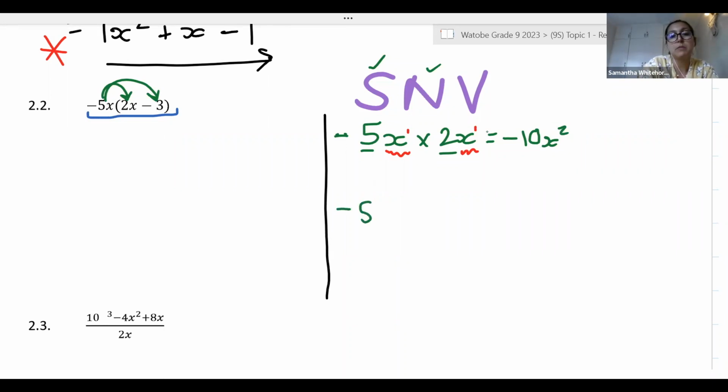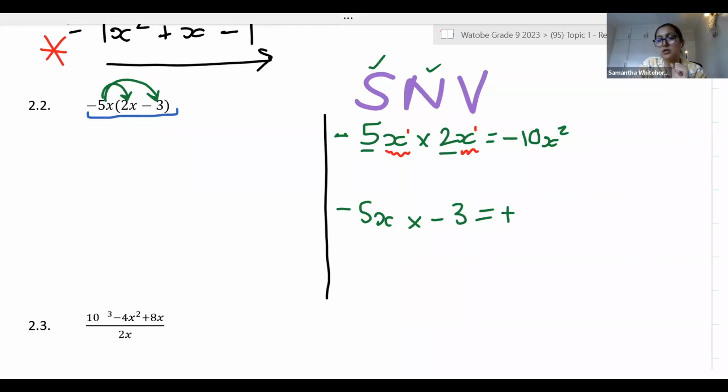The second one was a minus 5x times a negative 3. So quickly on the chat, what sign do I get when I multiply a negative and a negative together? What sign will my answer be? Very nice, guys. Positive. Excellent. Well done. When I multiply a negative and a negative, we get a positive.